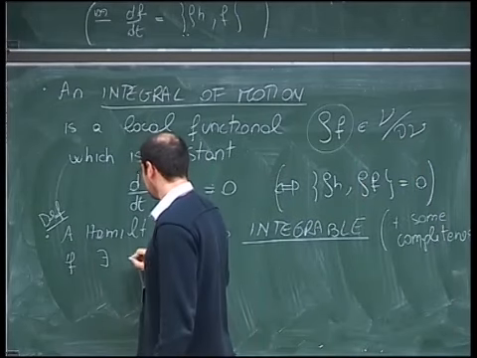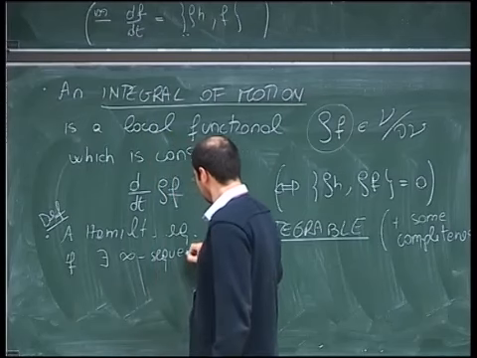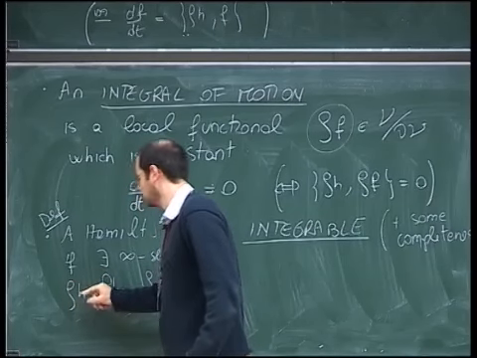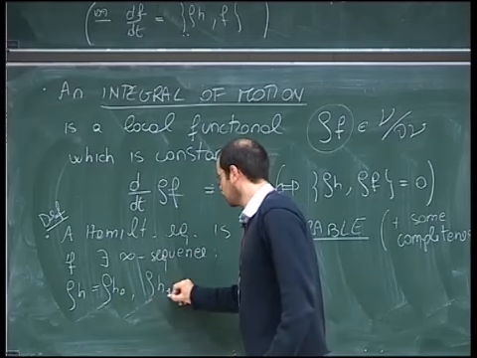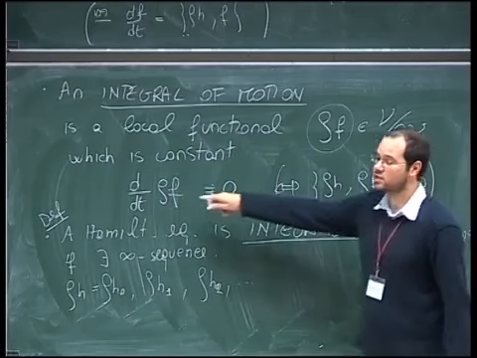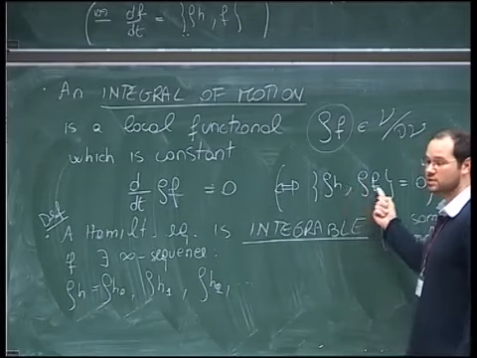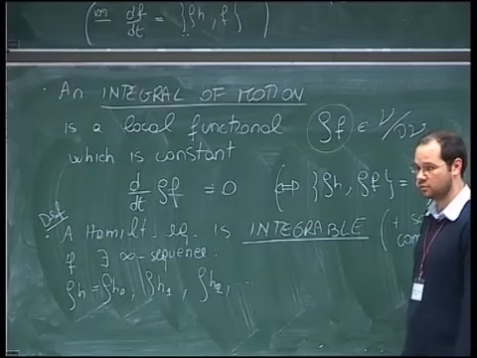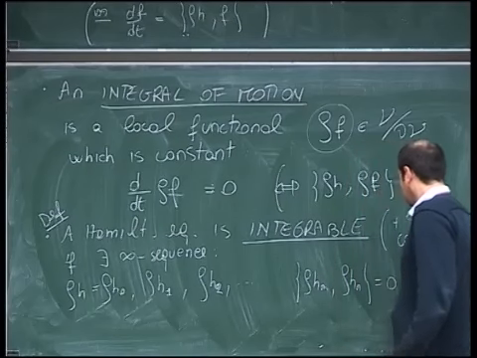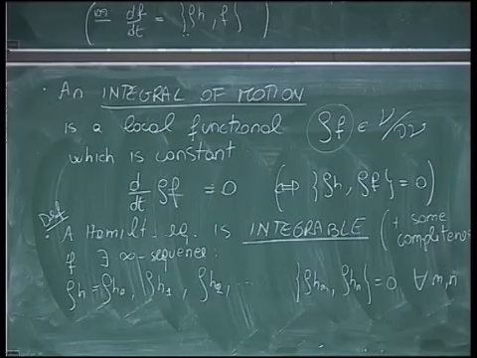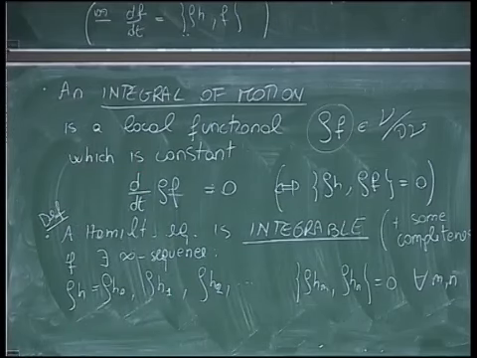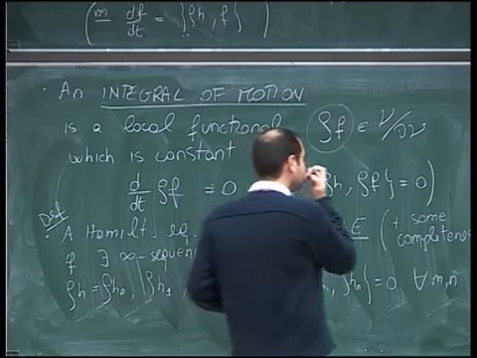If there exists an infinite sequence of integrals of motion, starting from the integral of h, the Hamiltonian function, integral of h1, integral of h2, and so on, which are all integrals of motion and which are pairwise commuting, namely such that the Lie bracket of the integral of hm and the integral of hn is equal to 0 for every m and n. Okay, example.